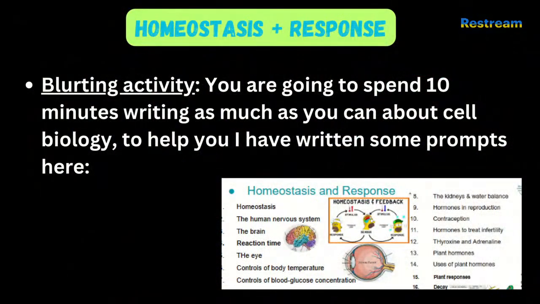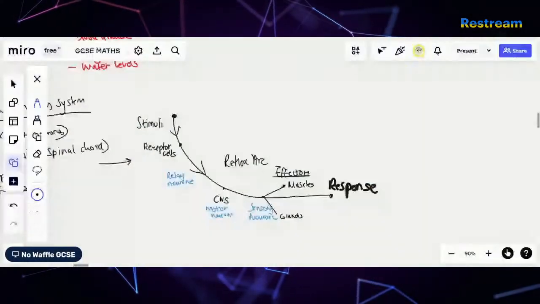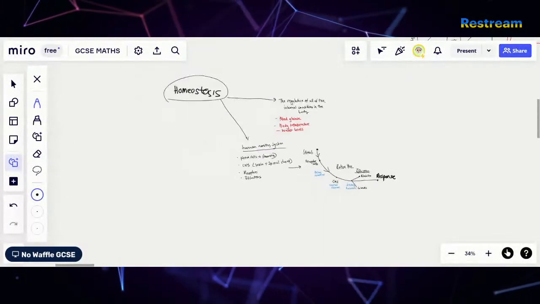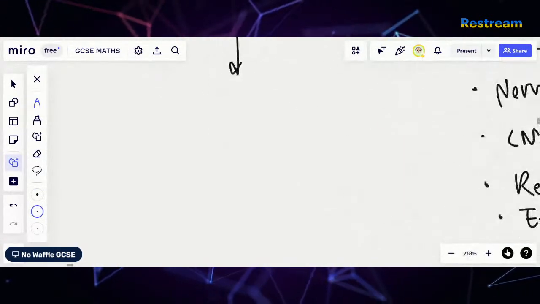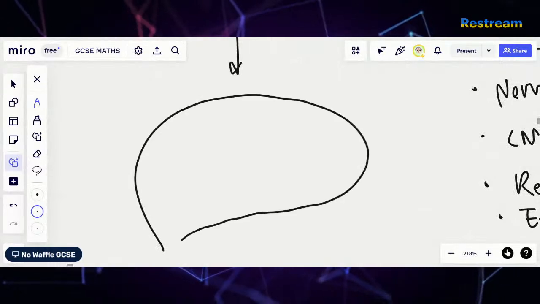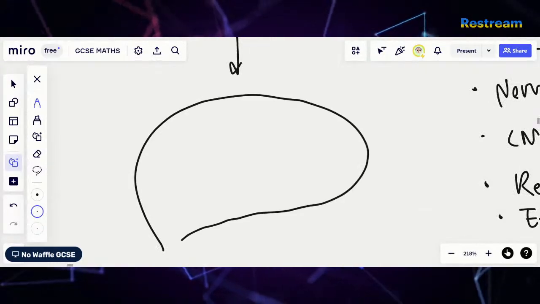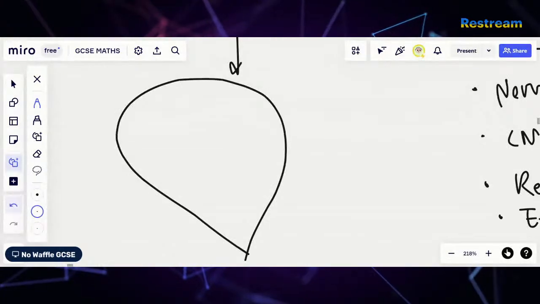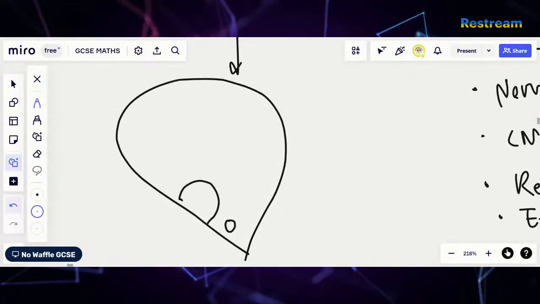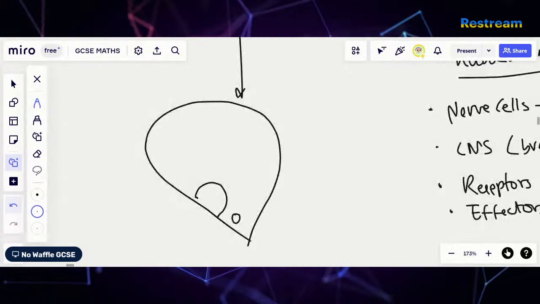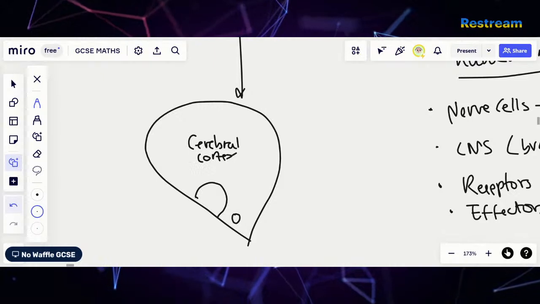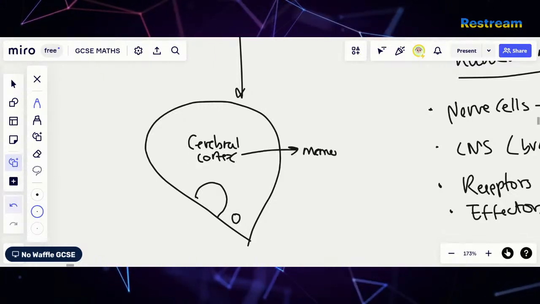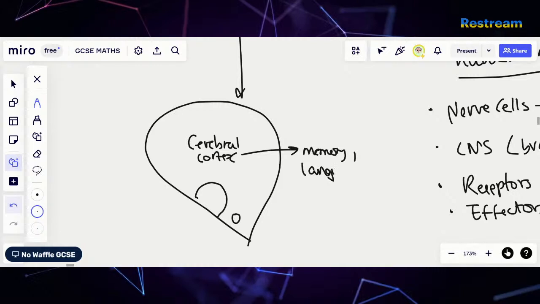Now, the next thing we need to know is the brain and reaction time. So let's revise the brain and reaction time. So the brain looks something like this. Imagine that's what the brain looks like. The main part of the brain is called the cerebral cortex. This is responsible for memory, languages, and consciousness.